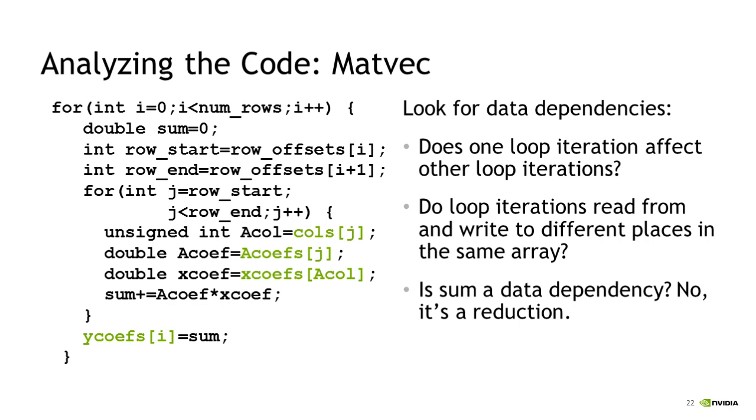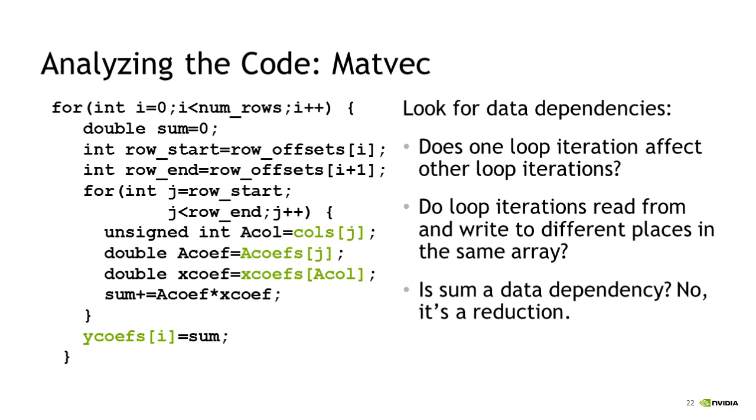So what we are looking for is data dependencies. Any time where one loop iteration would affect another loop iteration, that's known as a data dependency. Staring at this, I don't see any places where that occurs. So there are no data dependencies within these loops.